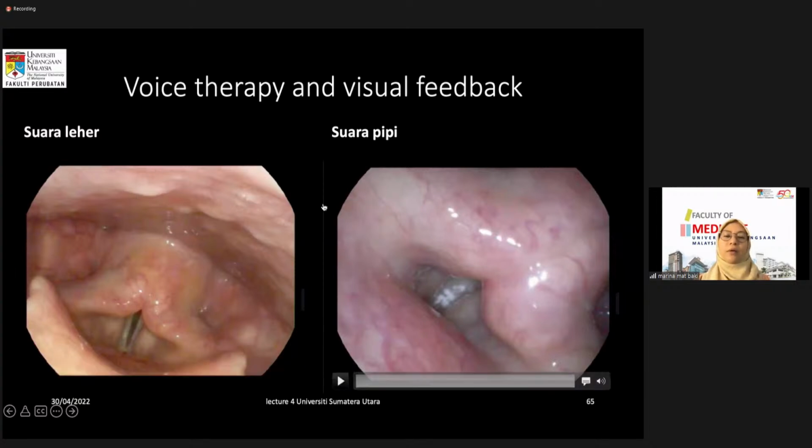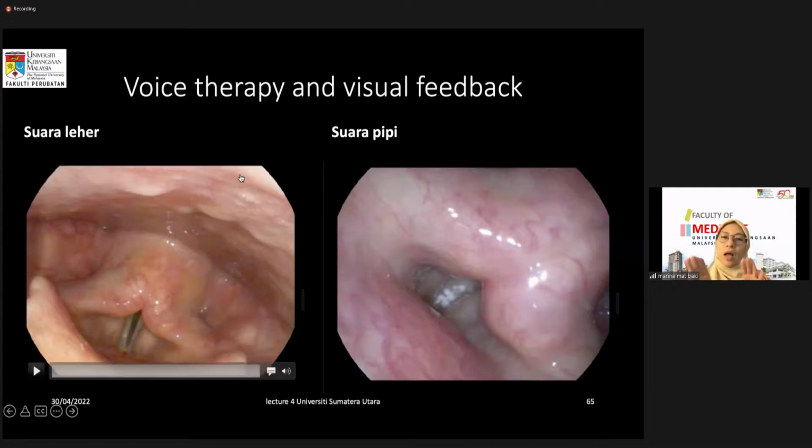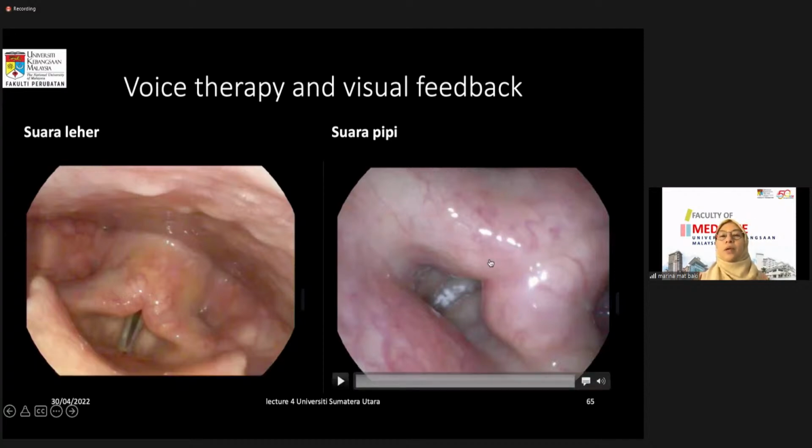This is after voice therapy. The patient is taught that when you speak, you have to correct your posture, you have to smile, you have to use your face whenever you speak rather than using your neck. So I want you to appreciate how the vocal folds are phonating when the patient is using the voice correctly. They describe it as suara leher, and when the patient uses suara leher, using the neck is wrong, and this is the correct one.